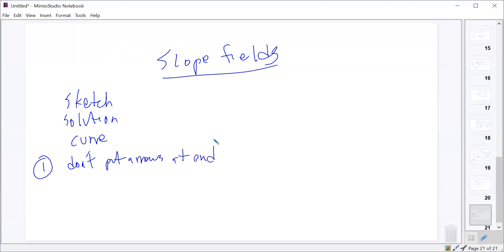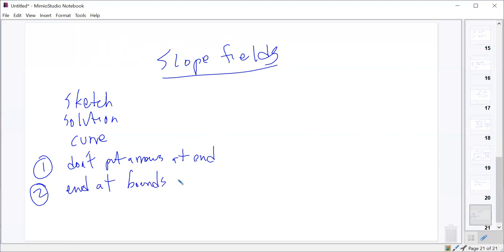If they ask you to sketch the solution curve, usually they give you the slope field. Don't put arrows at the end of your curves, because the slope field that they give you is only what is defined in the graph that they give you. It does not necessarily continue in the same way afterwards. So just end it at the bounds of the region.